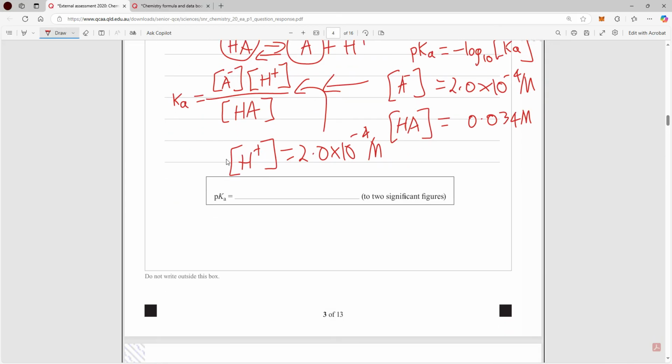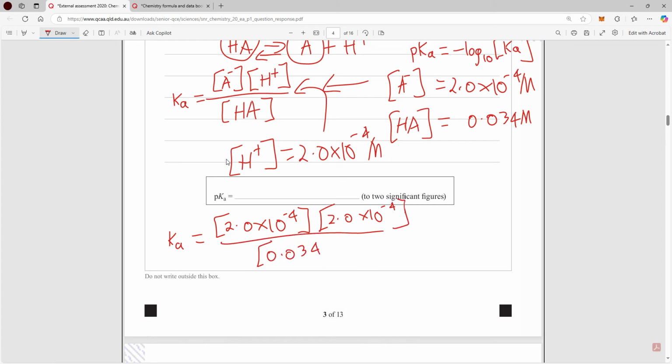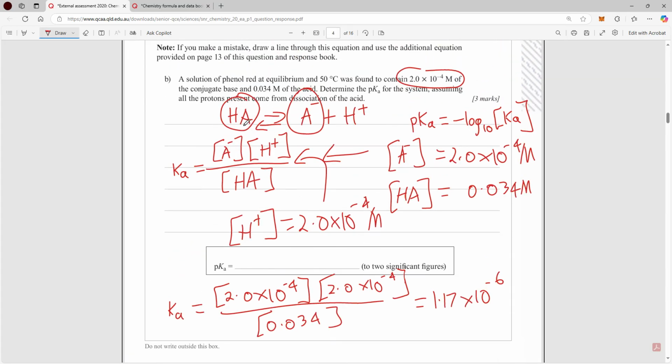So scroll down. So Ka will be 2 times 10 to the negative 4 times 2 times 10 to the negative 4 divided by 0.034, and we'll chuck that into our calculator. So we do that. I'll just do it now. 2 times 10 to the negative 4 and then 0.034. We should get about 1.17, so 1.17 times 10 to the negative 6. So because it's quite small, it pretty much means that there's a significantly larger amount of the acid than anything else.